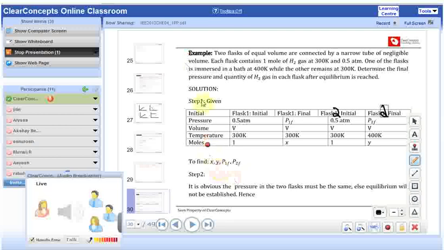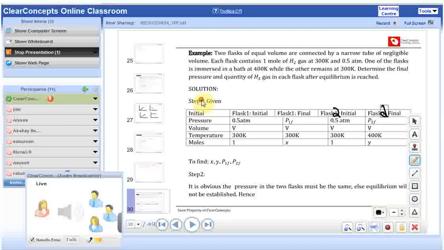Let's think about what will happen. Will equilibrium ever be reached if the pressure in the two flasks is different from each other? No way, right? It's equivalent to a balloon full of air at high pressure whose neck is open to atmospheric pressure. What will happen? The pressures will equalize, right? Only then will equilibrium be reached.